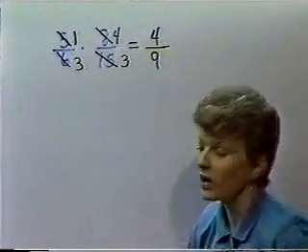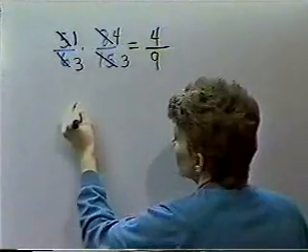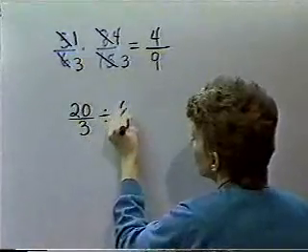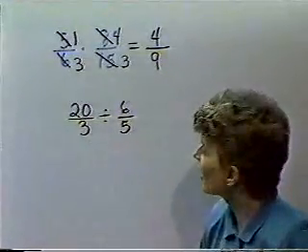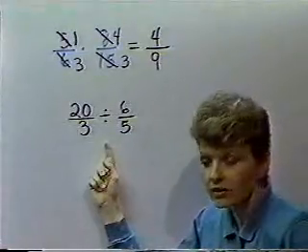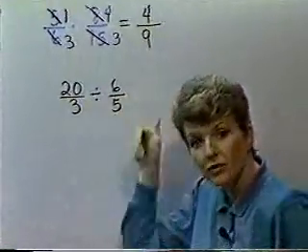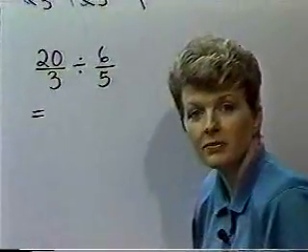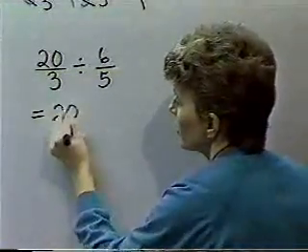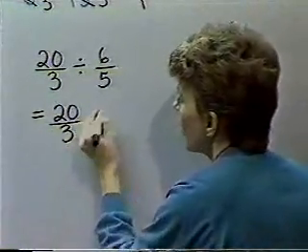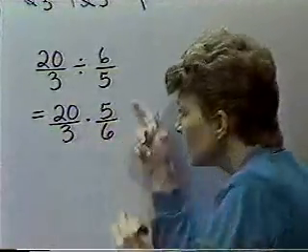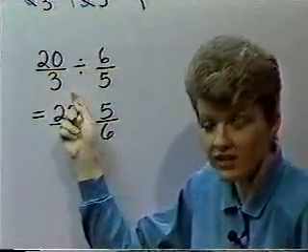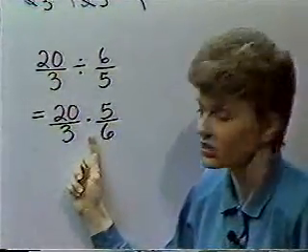Let's try a division problem. What about 20 over 3 divided by 6 over 5? Remember, when dividing, that's the same as multiplying by the reciprocal of the divisor. So I'll turn this into a multiplication problem. This would be 20 over 3 times the reciprocal of 6/5, which would be 5/6. And please don't forget, you may not cancel until the operation is multiplication.